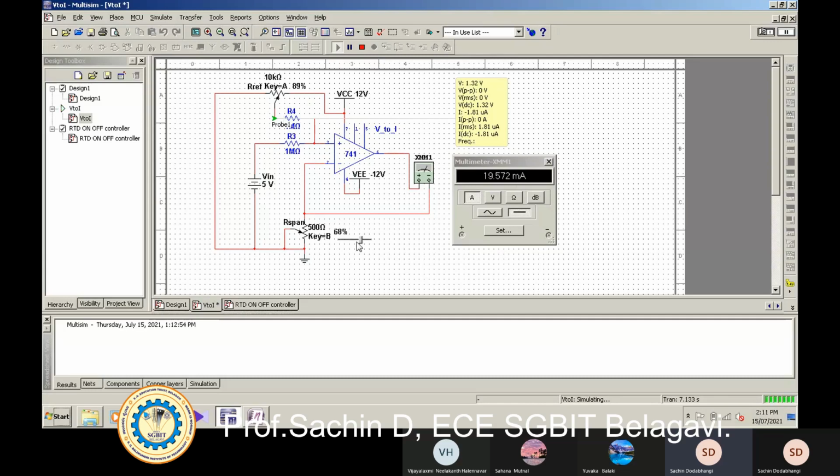Similarly, down here there is one more pot, R span. If I vary this knob, can you see this? Okay, you can see it now. R span, that variable resistor, the down one which is connected to ground. Key B, 500 ohm is written. You can see the pot here, and the knob also. If I vary it, this resistor value will also vary. Already I have set these values and all.